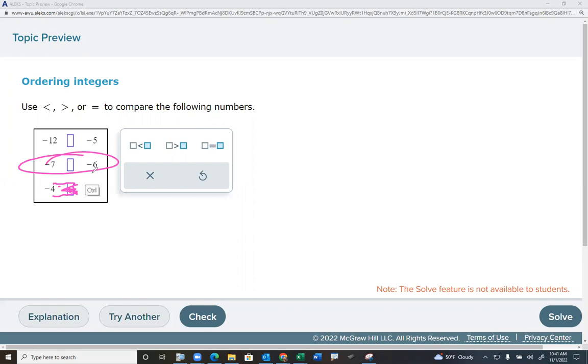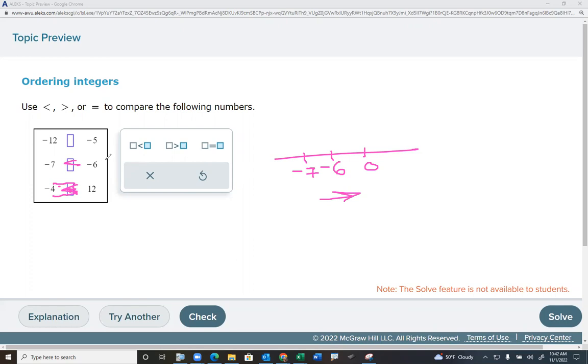Right here, what would it be? Well, if these were positive numbers, then I would say 7 is bigger, but they're not positive. So -6 is bigger. Remember that number line? There was 0, and there was 6 to the left, and there was 7 to the left, and the -6 was farther to the right. That was a bigger number. So -6 is going to be greater than -7.